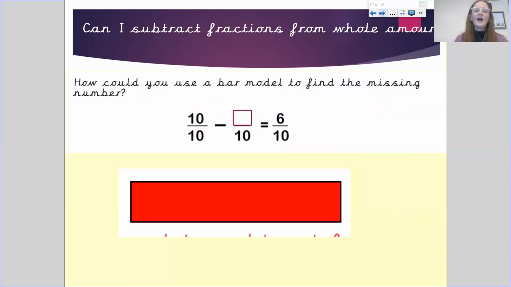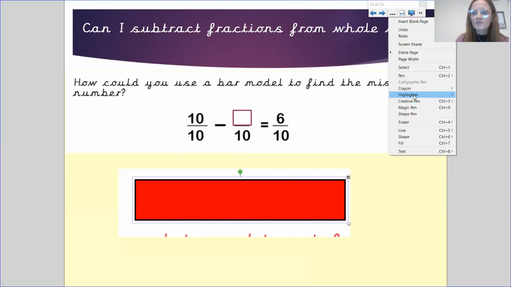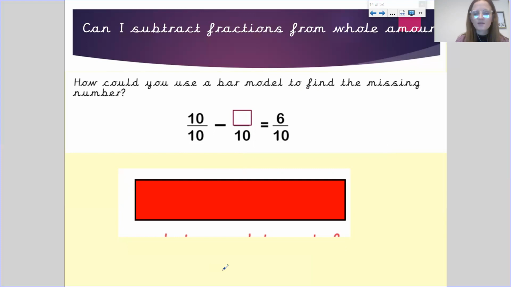So, how could you use this bar model to find the missing number? So I'm going to choose a different color. So a bar model, like we've mentioned, obviously shows us an amount from a whole. So if I'm going to draw it for you, and I'm going to draw it very lightly over here. If this is my bar model, this says that it's 10 tenths minus something tenths gives me 6 tenths. So I'm going to draw my bar model of 10 tenths.